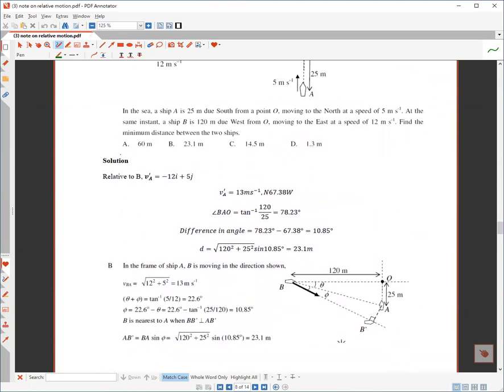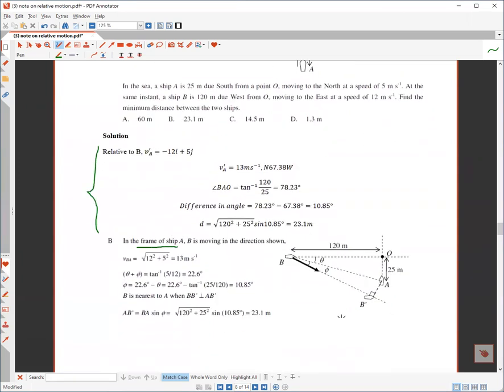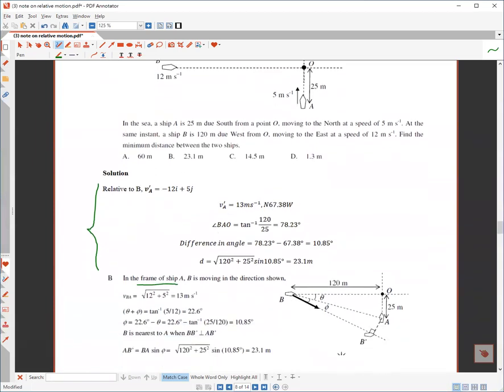Oh, okay. So this is a solution given by my student, but they give you the same answer. But let's have a look. If we consider the frame of ship A, so that means consider that A is at rest and B moves relative to A. Then in this case, you will find the relative velocity of B relative to A.